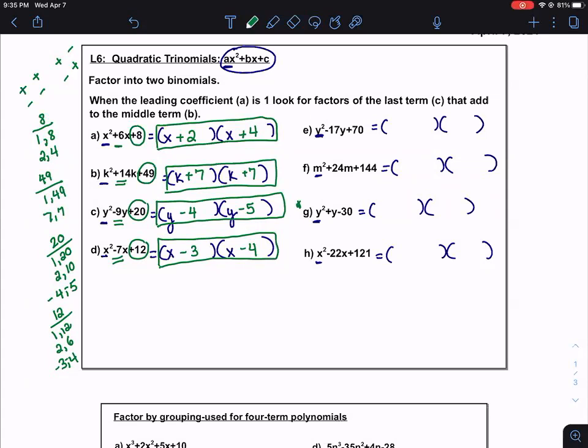Y to the 2 plus y minus 30? Yeah. Oh, okay. What's the problem with it? I'm sorry, maybe I'm not understanding. I don't know what kind of 2 numbers will be multiplying and we will have minus 30.